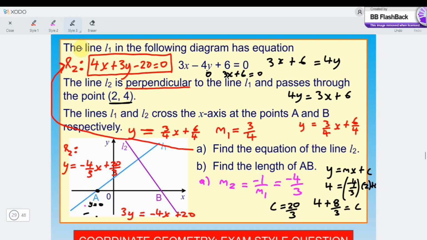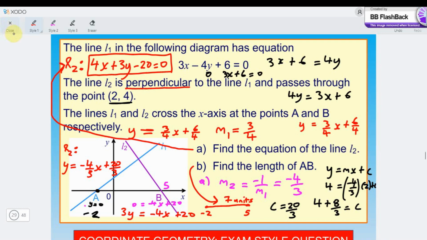So A is the point negative 2. Now for B, you're going to put what? Put the y value as 0. If you put the y value as 0 right here, this is saying 0 equals negative 4x plus 20. So 4x is 20, so x must be 5. Now the distance between negative 2 to 5 is positive 7. Right? You don't need to use any formula for that. To go from negative 2 to positive 5 on a number line, the distance is 7 units. So that's part B. Part B answer is 7 units.